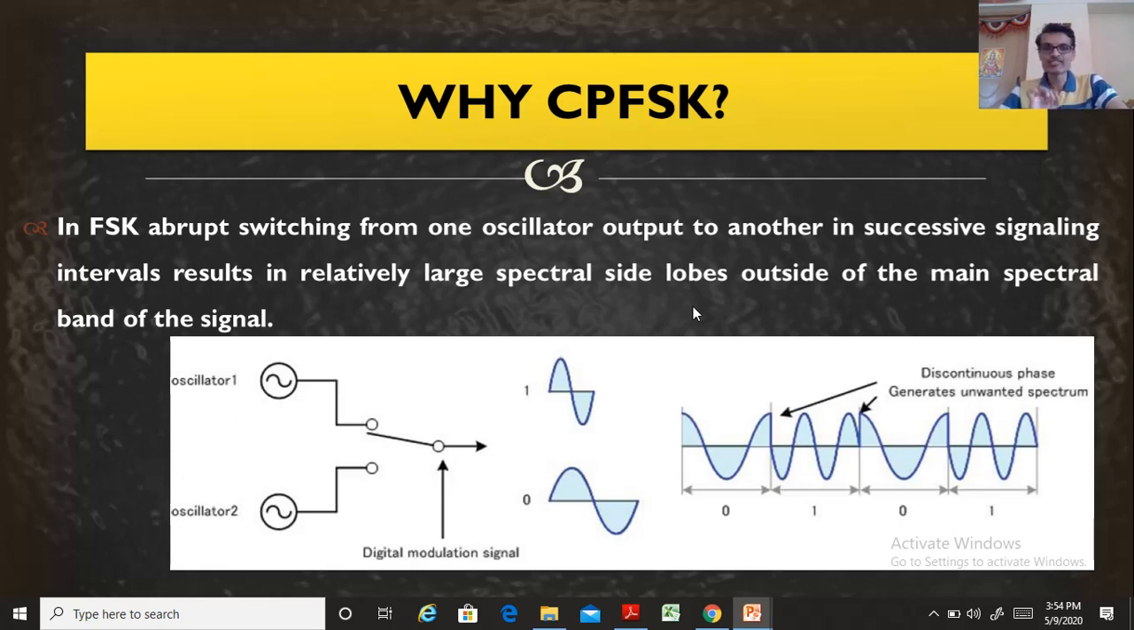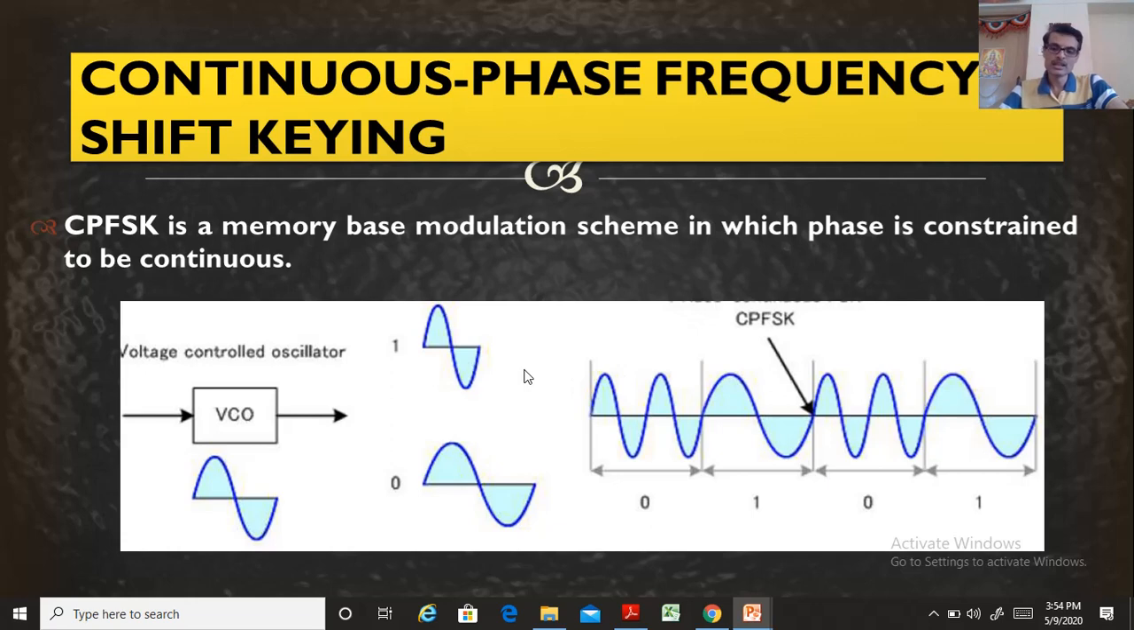Now what is continuous phase FSK? Just look at this. In the continuous phase FSK, I use one VCO, voltage controlled oscillator, where the oscillation changes depending on the voltage or the data here. If it is 1 or 0, depending on that, it produces two frequencies, either a high frequency signal or a low frequency signal for binary 1 and 0. Now in this case, there is phase continuity between the transitions between 0 and 1, is it not? Just look at this. There's a phase continuity over here. That's why it is called continuous phase frequency shift keying.